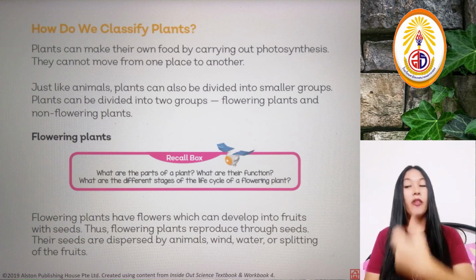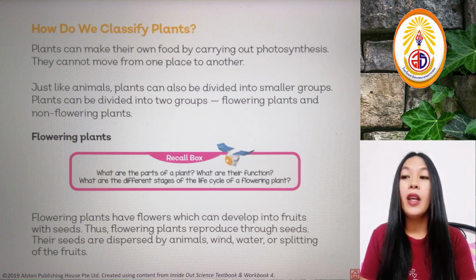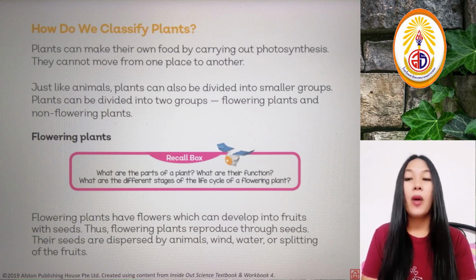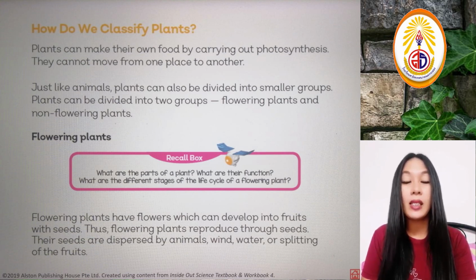Okay, so flowering plants. These plants have flowers, the part of the plant which is colorful, and it also has petals. It has the pollen grains and stuff like that. They are the ones that could develop into fruits with seeds. So basically, the flowers are the ones that develop into fruits that contain the seeds.